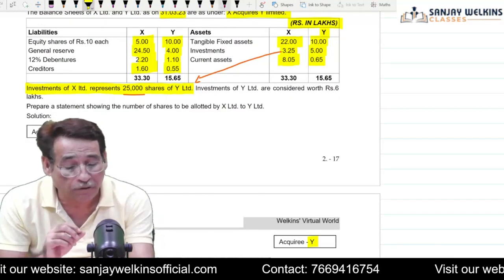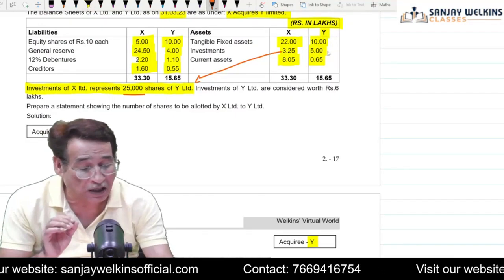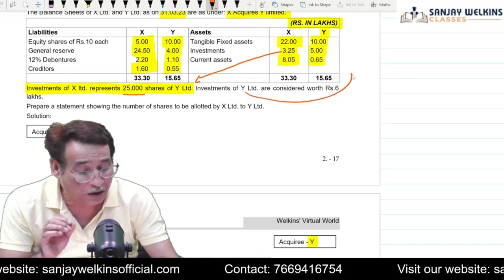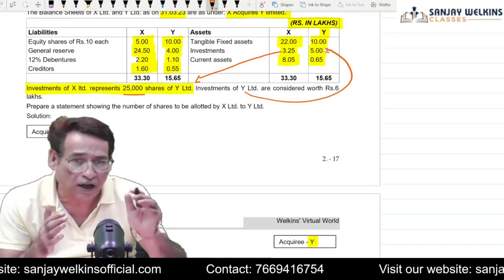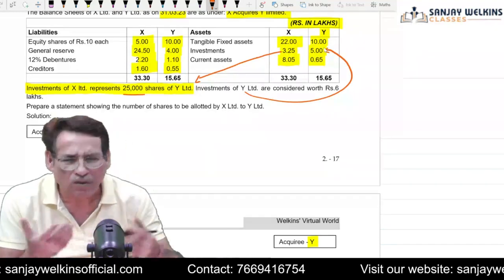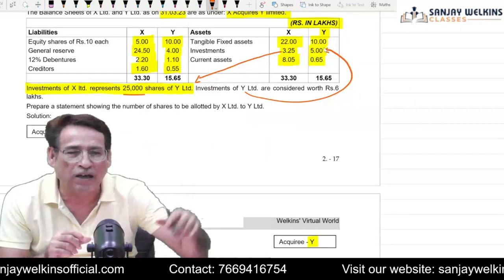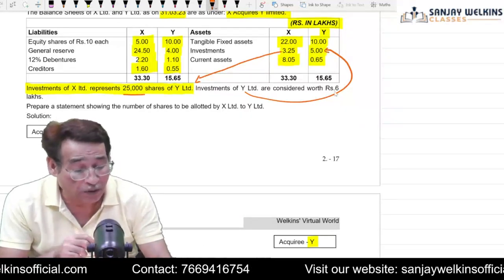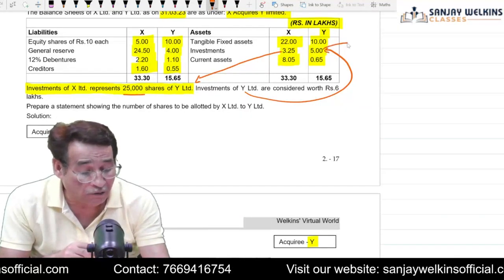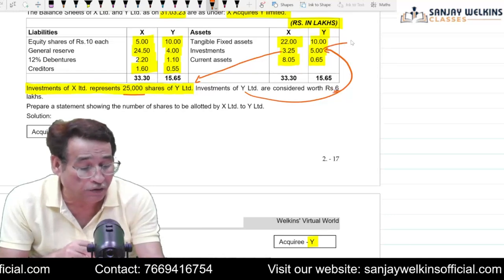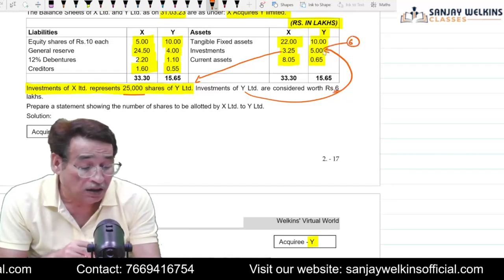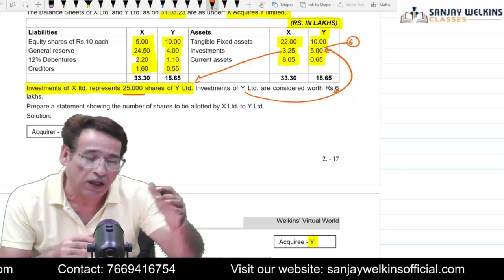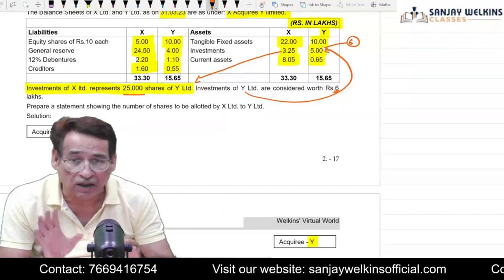Further, just to confuse you, generally it will be given this way. There are some investments made by Y Limited also. So Y Limited has also made some investments. So these are normal investments. They might have invested some monies elsewhere. So their investment is 5 lakh, but it is given this investment is having a market value of 6 lakh. So this investment which Y Limited has made elsewhere, its value is 6 lakh.